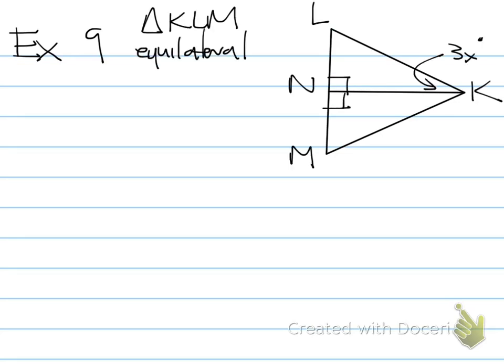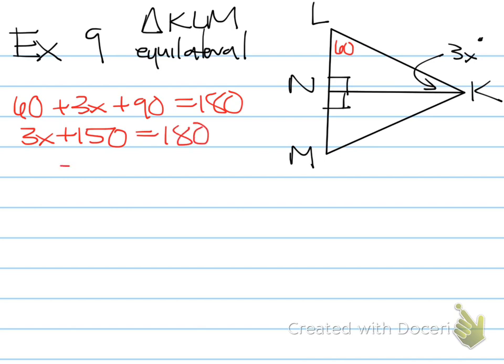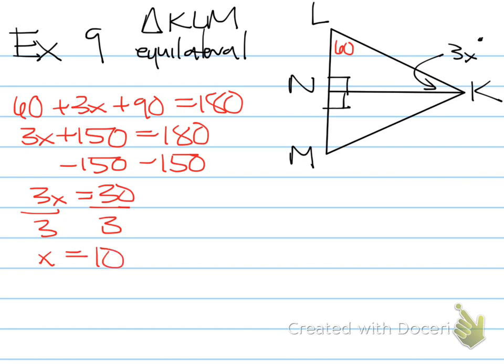All right, in this example, we're told that the big triangle KLM is an equilateral triangle. So that would tell us that angle L is 60 degrees, angle LKM is 60 degrees, and angle M is 60 degrees. So I should have 60 plus 90 plus 3x equals 180, or I could just do 60 plus 3x equals 90. Combine the like terms, subtract 150 from both sides, divide both sides by 3, and we get x equals 10.